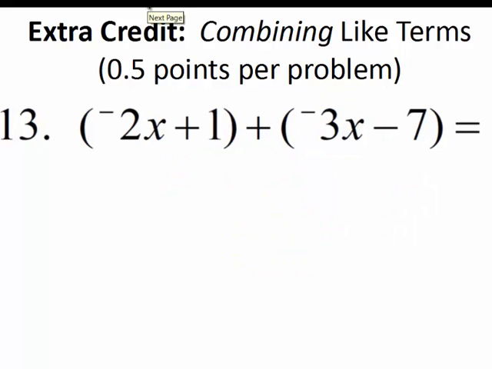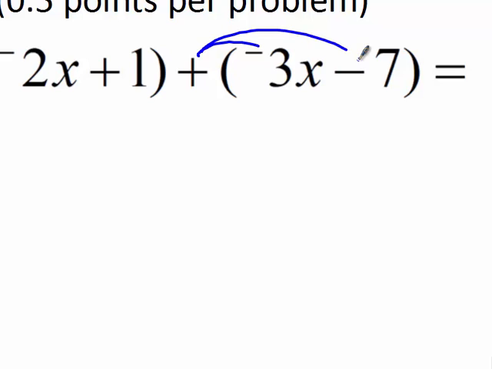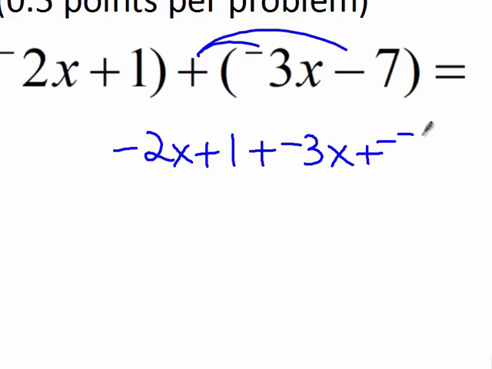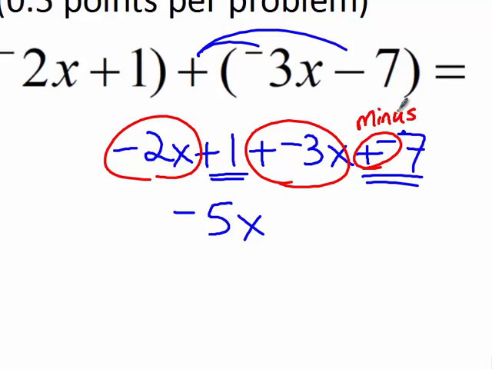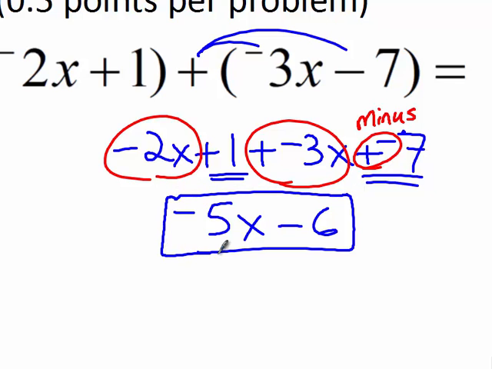Number 13, we have the quantity negative 2x plus 1 plus negative 3x minus 7. We have the addition of the second quantity to the first. We have negative 2x plus 1 plus negative 3x plus negative 7. We have a negative 2x plus a negative 3x, which is a negative 5x. And we have 1 minus 7. 1 minus 7 is a negative 6. So the simplified algebraic expression is negative 5x minus 6.